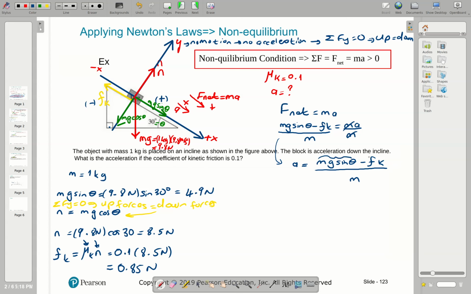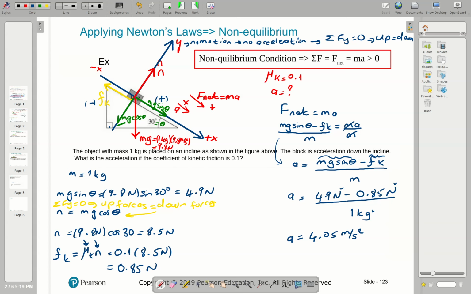Now I have everybody. I have this guy, I have that guy, I know m, I'll find A. mg sine theta, 4.9 Newton, minus Fk, 0.85 Newton, divided by m, 1 kilogram. A is equal to, from there, 4.05 meters per second squared. SI unit, kilogram SI unit, I'll get A in SI units. If you work out the units, you will see that you will get meters per second squared.